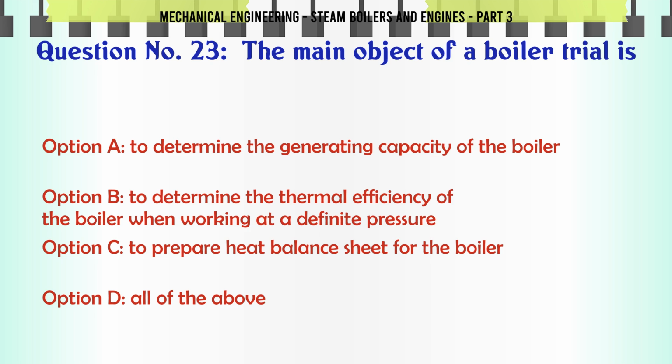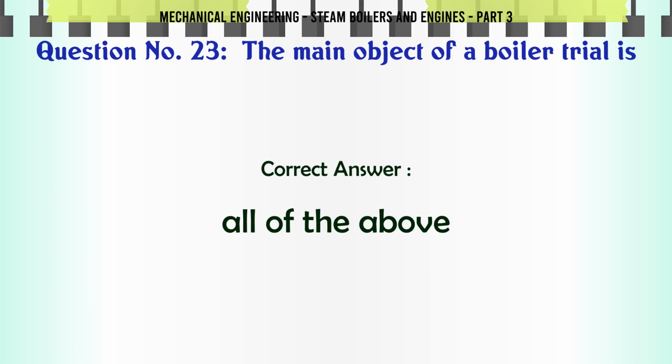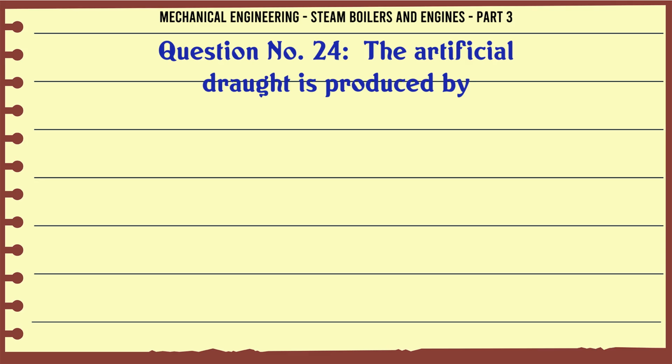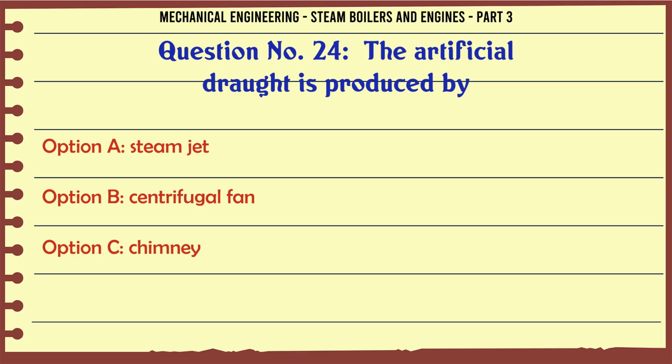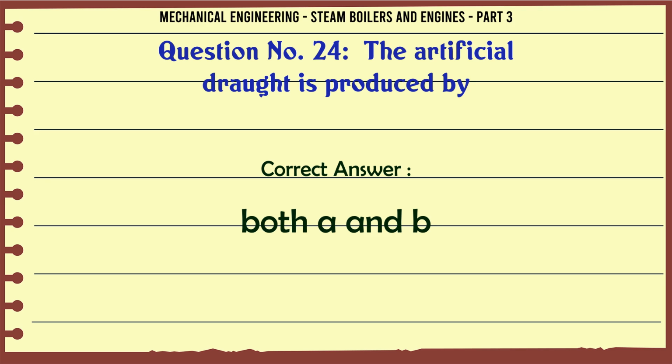All of the above. The correct answer is all of the above. The artificial draught is produced by A. Steam jet, B. Centrifugal fan, C. Chimney, D. Both A and B. The correct answer is both A and B.